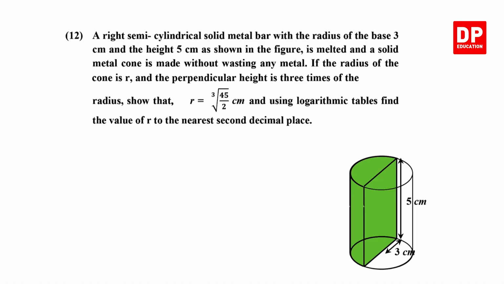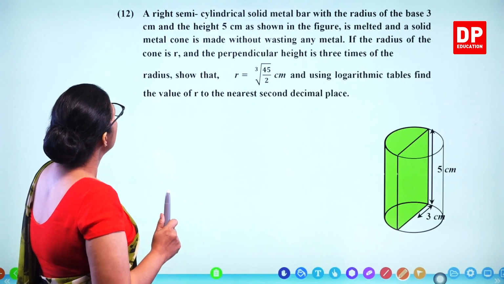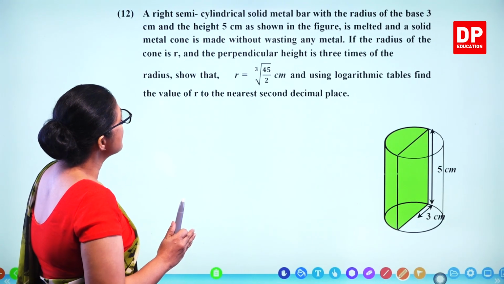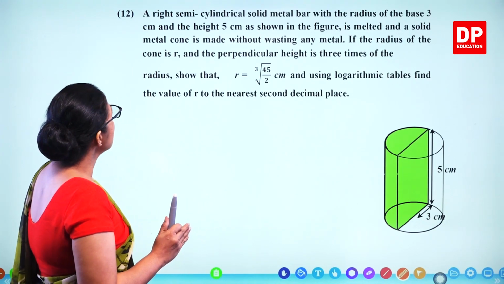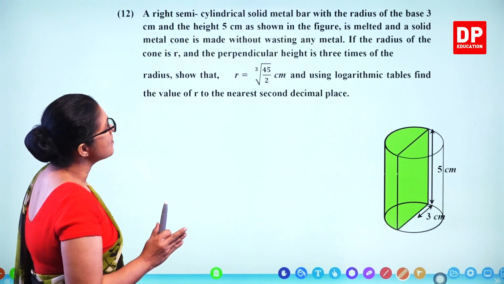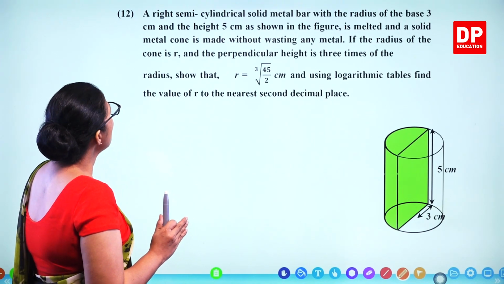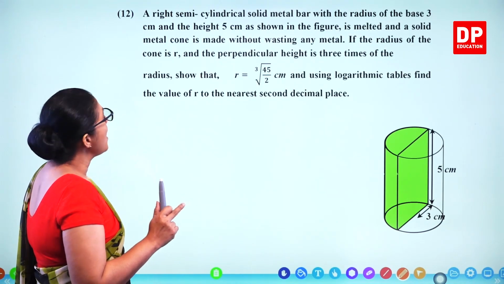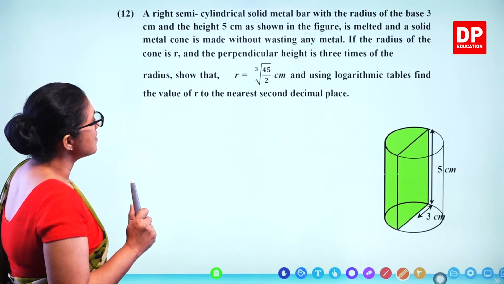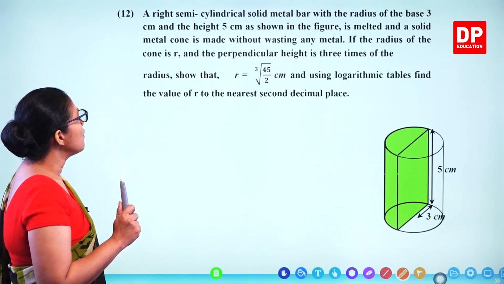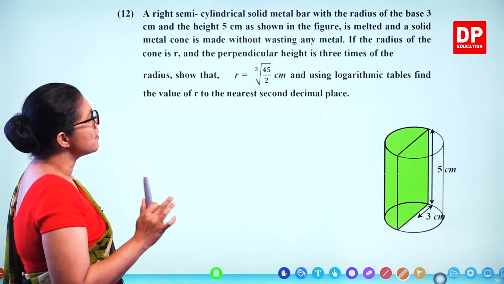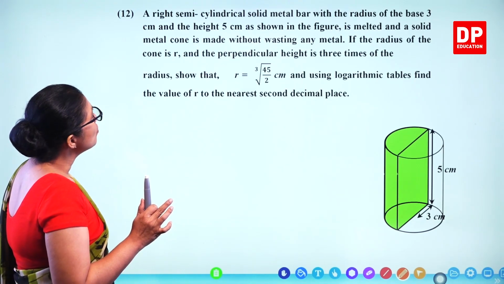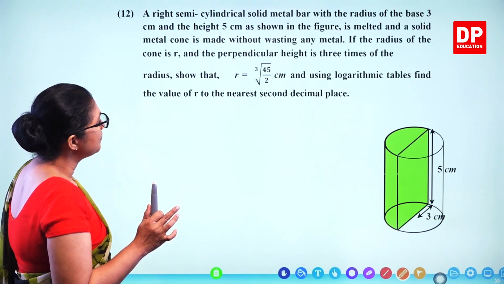Let's take the last question in paper 2. A right semi-cylindrical solid metal bar with the radius of base 3 centimeters and the height 5 centimeters, as shown in the figure, is melted and a solid metal cone is made without wasting any metal. If the radius of the cone is r and the perpendicular height is 3 times the radius, show that r equals this. Using logarithmic tables, find the value of r to the nearest second decimal place. So we'll try to find out that.